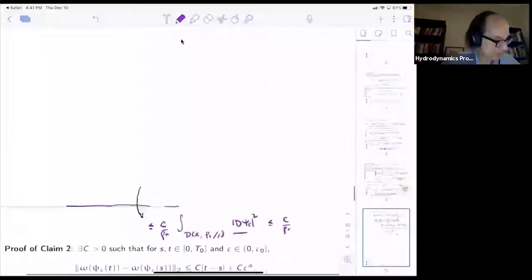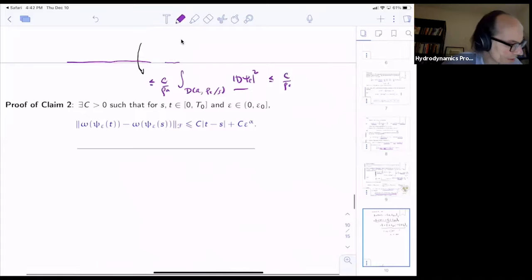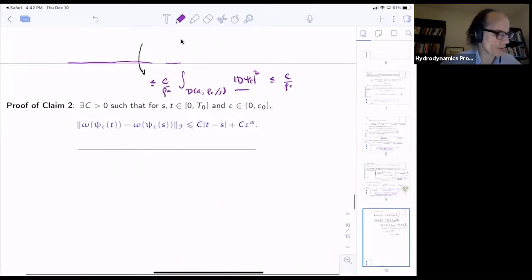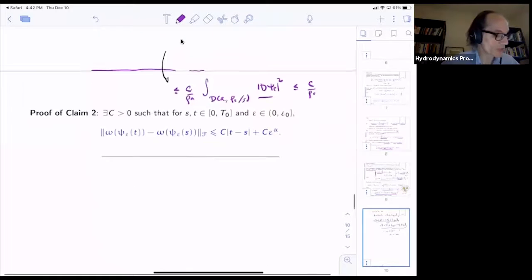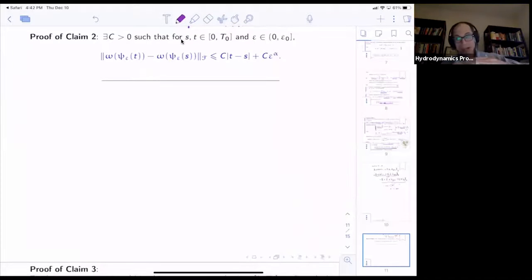And let's go to claim two. Here's what we're trying to show in claim two. We've established this uniform time interval in which the vorticity doesn't move very far. And in particular, I can always appeal to my earlier theorem to assert that I have this nice localization. At any time, I can find a collection of points around which the vorticity is very well concentrated. Now I want to use that to get this Lipschitz estimate on the vorticity.